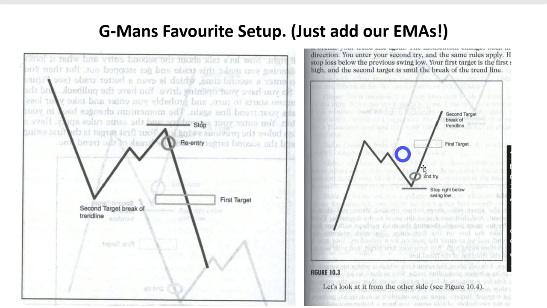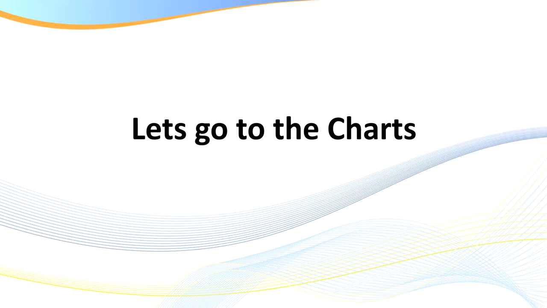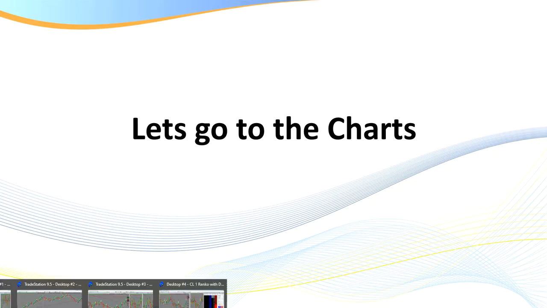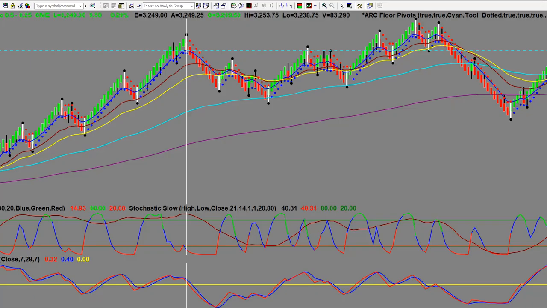Now, to go long, if this trade fails, he waits for a deeper pullback. Then he's aiming to take out this high. This is his first target. So what I'd like to do is just go to the charts and give you some examples directly on the charts. Now, what we're looking at here is the ES.